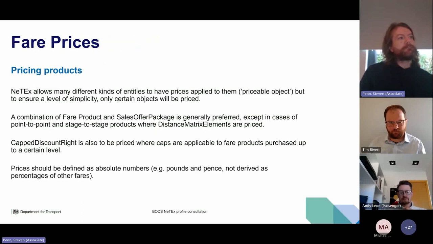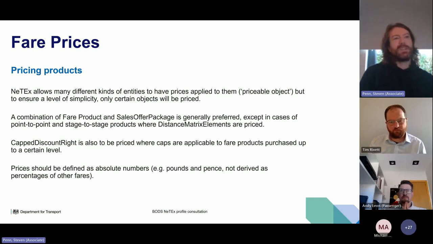And then on to prices. Again, as with a lot of things in NeTEx, it's extremely flexible and allows you to price all different kinds of entities within the structure. And that's what's called a priceable object. And I've tended to avoid that phrase. But to ensure a level of simplicity, the BODS profile will only look for certain objects to be priced. What we're generally looking for is the fair product. So going back to what I said earlier, that's the pre-assigned fair product, or the amount of price unit product. And a combination of that with the sales offer package is preferred to be priced.